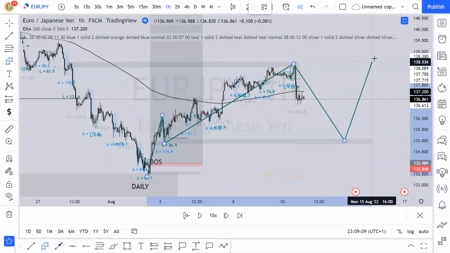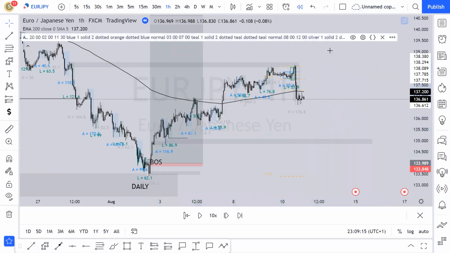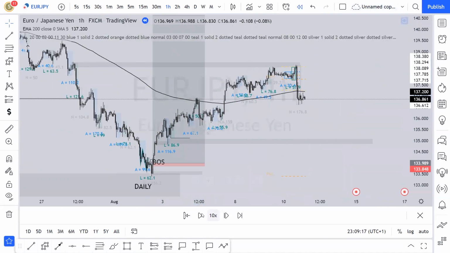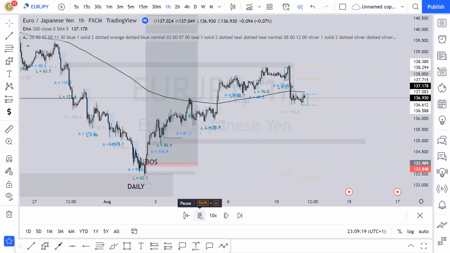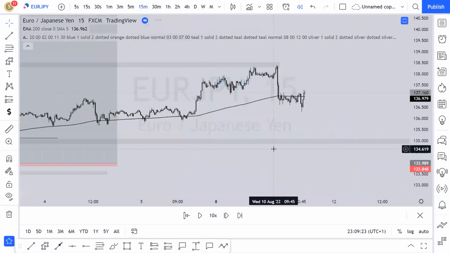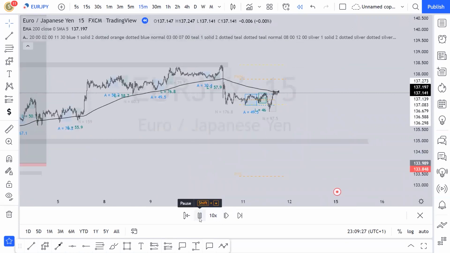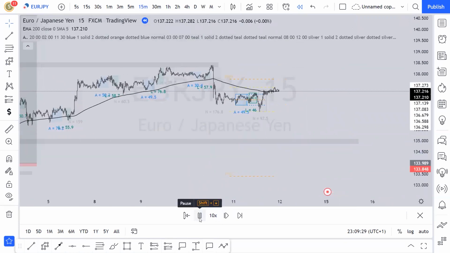Of course, I'm targeting this next high because we need to come and grab this external liquidity. And we already have the idea from the daily that we are moving upward. Okay, so price started coming down. Of course, let me go down to 15 minutes. All right, so price started coming.